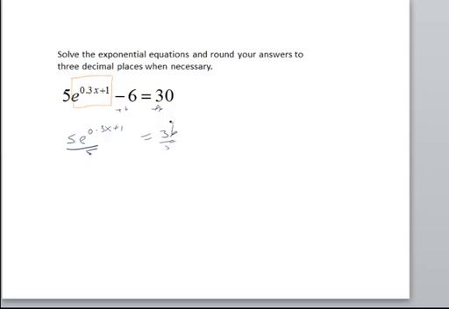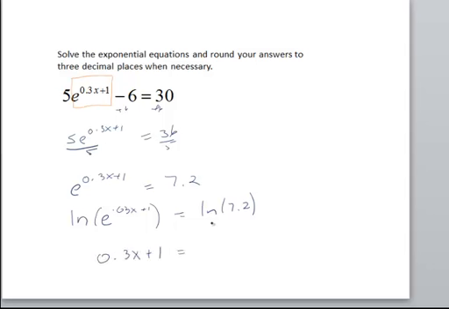And now to get rid of the 5, I'll divide. So we have e to the 0.3x plus 1 is equal to 36 divided by 5, or 7.2. Okay, now we're in the same place we were at the previous example. I will take the natural log of both sides of my equation. This is going to give me access, bring my exponent down. And so the left-hand side now simplifies to 0.3x plus 1 is equal to the natural log of 7.2.